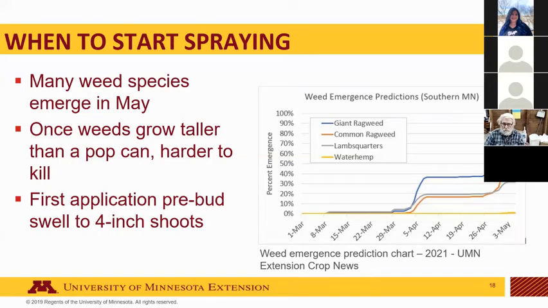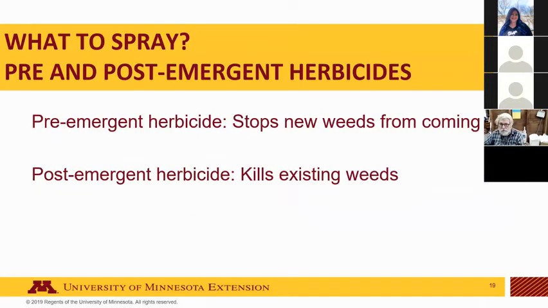I recommend doing your first herbicide application right before bud swell to that 4-inch shoot stage. Somewhere during that time is when you're probably going to be doing your first application. So if you already know that you have a lot of weeds that are going to come up in May, doing that pre-bud swell application of a pre-emergent herbicide can really help prevent some of that emergence that's about to happen. And I'm going to get into pre-emergent herbicides in detail in just a little bit.